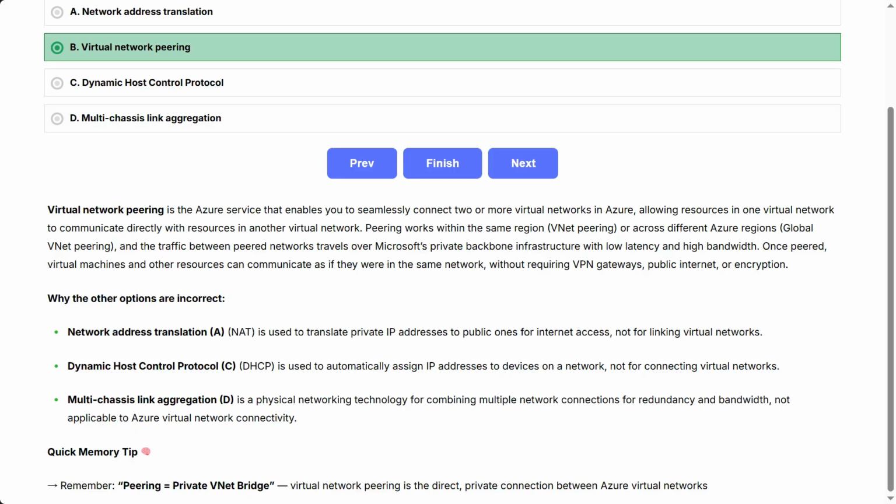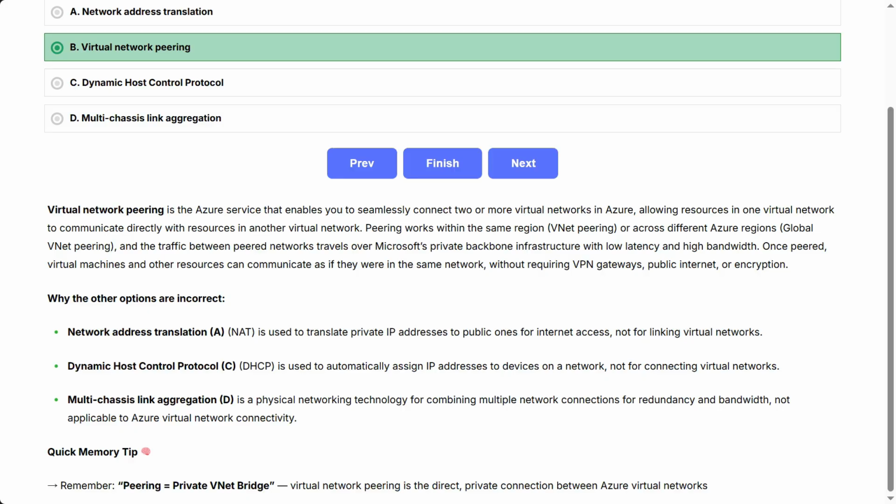Once peered, virtual machines and other resources can communicate as if they were in the same network without requiring VPN gateways, public internet, or encryption. Why the other options are incorrect. Network address translation, A, NAT, is used to translate private IP addresses to public ones for internet access, not for linking virtual networks. Dynamic host control protocol, C, DHCP, is used to automatically assign IP addresses to devices on a network, not for connecting virtual networks.